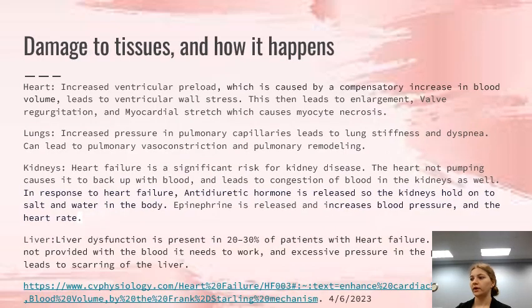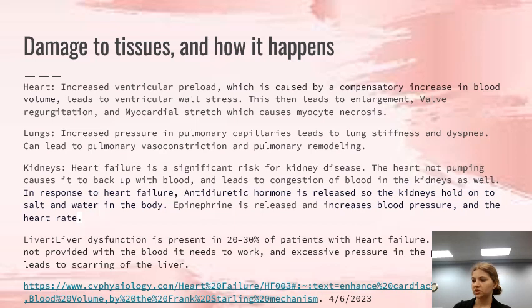Okay, so heart failure damages more tissues in your heart and makes detection pretty important for your overall health. As previously discussed, heart failure essentially remodels the heart and causes it to grow and stiffen as it tries to keep up with your high blood pressure. This harms the valves and causes regurgitation and leads to myocyte necrosis, which is essentially cell death in your heart. You may also experience lung stiffness and dyspnea, which is difficulty breathing.